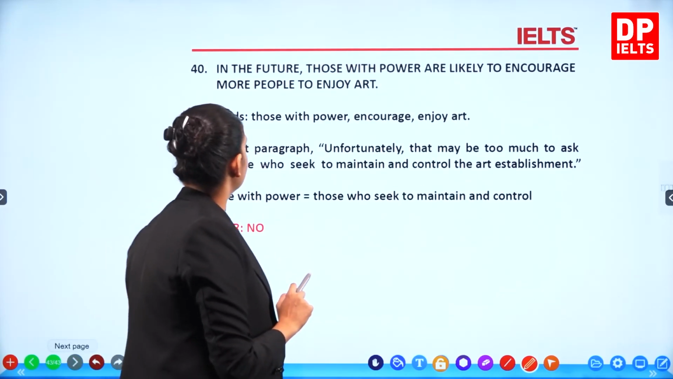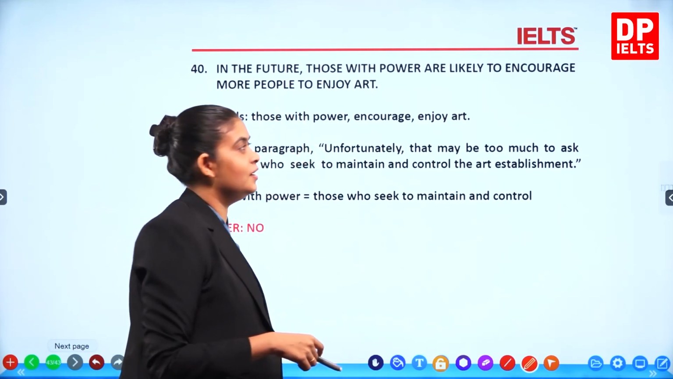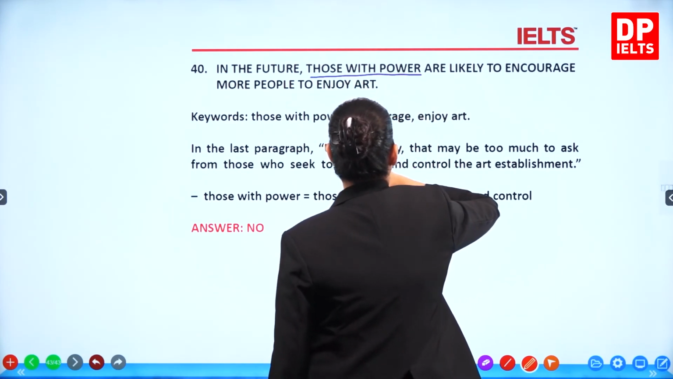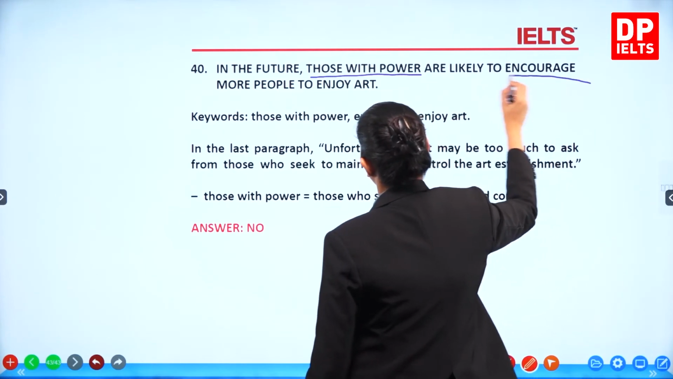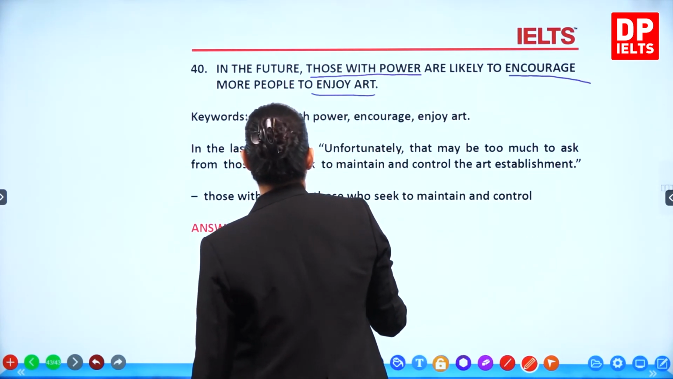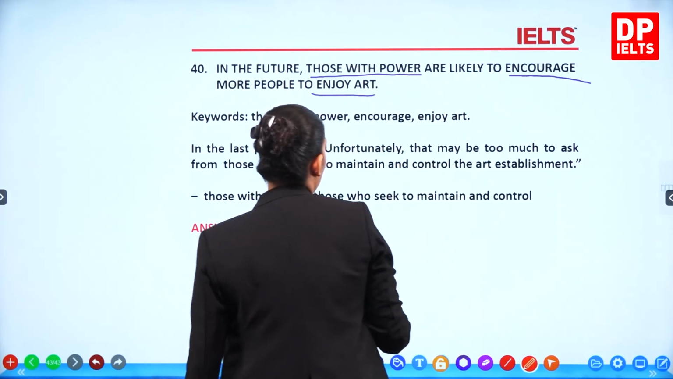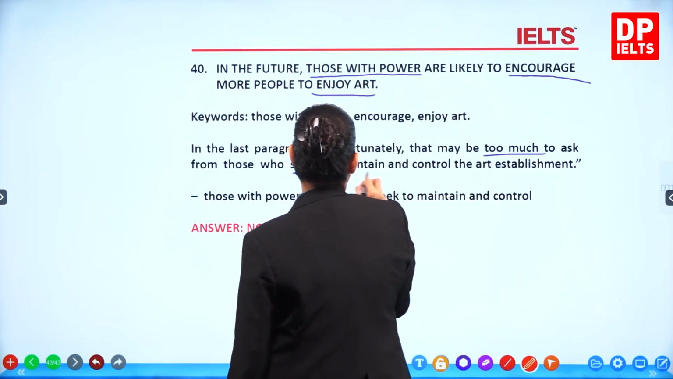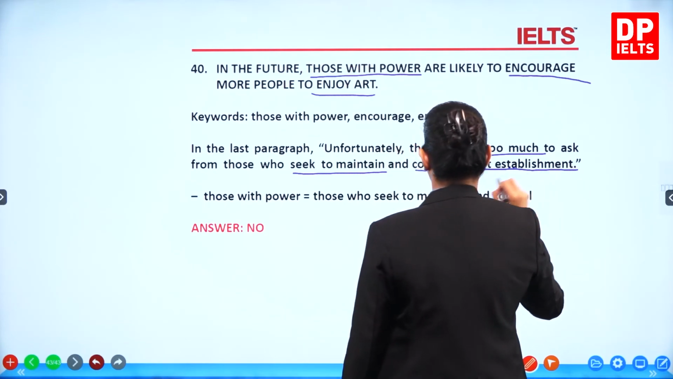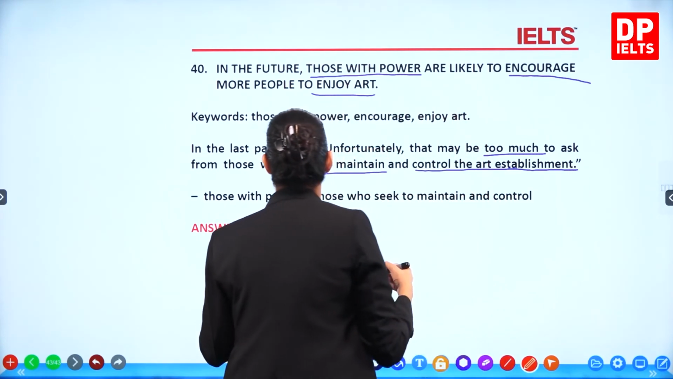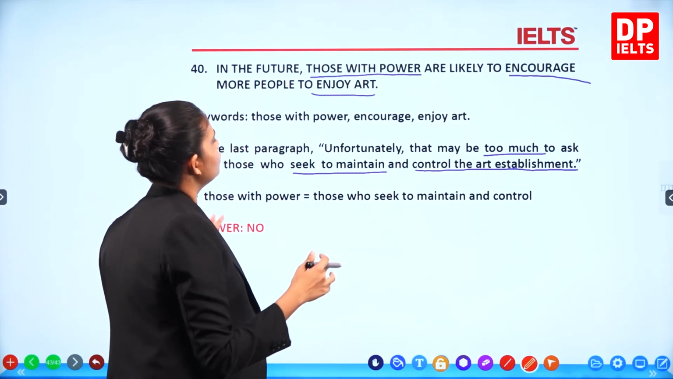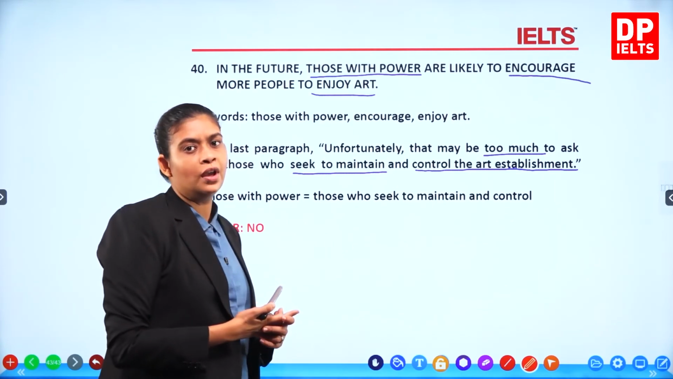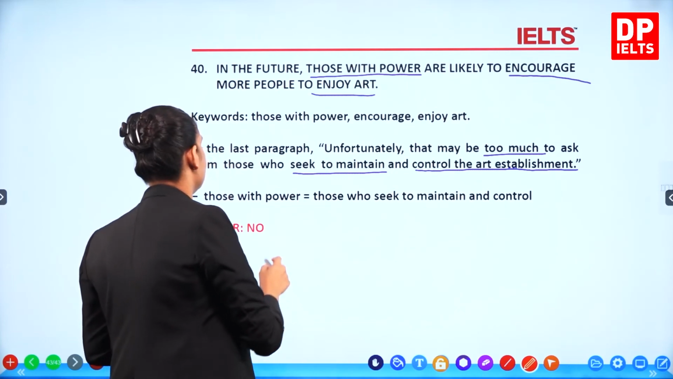Question number 40, which is the last question for this paper. In the future, those with power are likely to encourage more people to enjoy art. Go to the last para. Unfortunately, that may be too much to ask from those who seek to maintain and control the art establishments, right? So if you read the last para, it shows that in future they are highly unlikely to kind of encourage people to enjoy art. So I would say the answer is no.